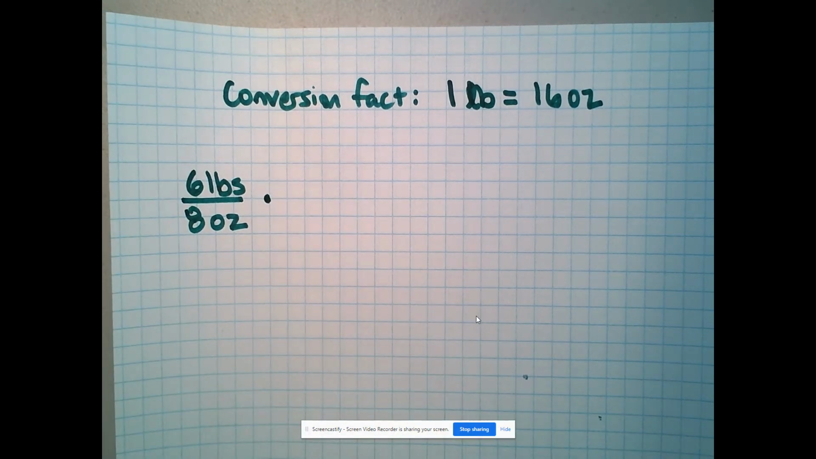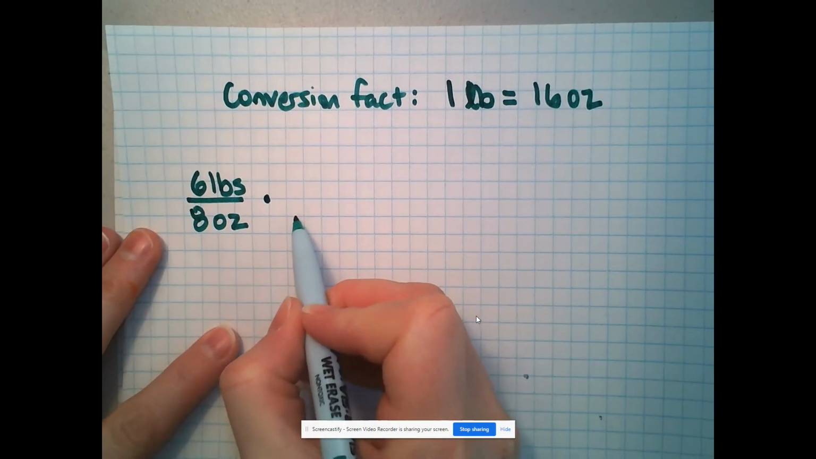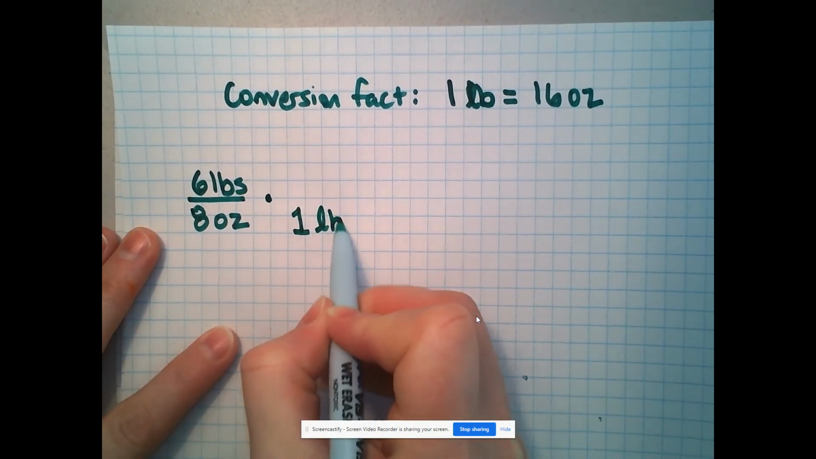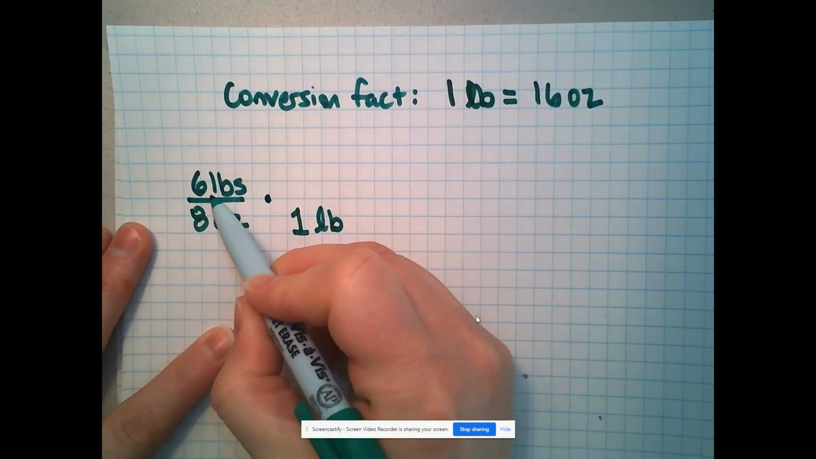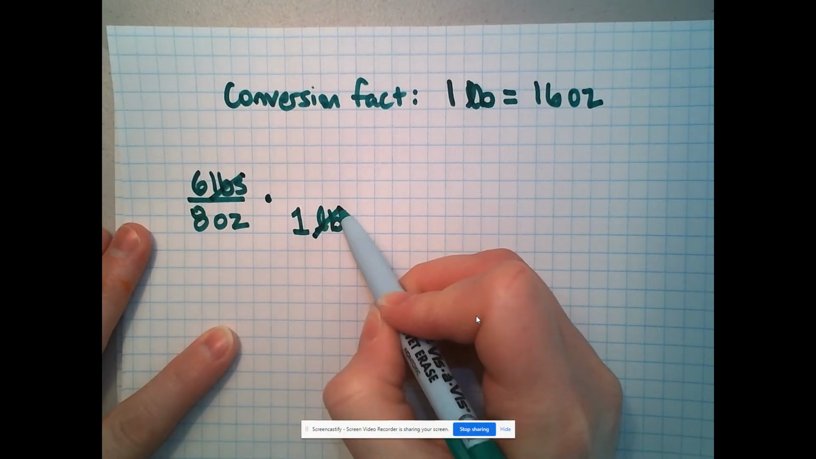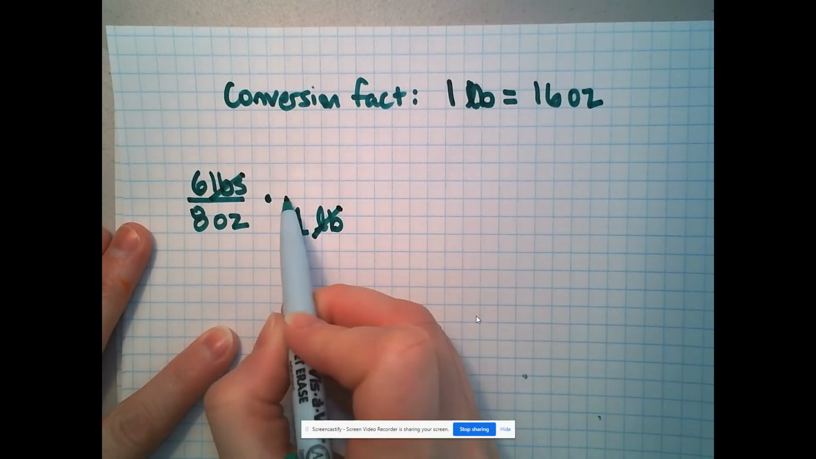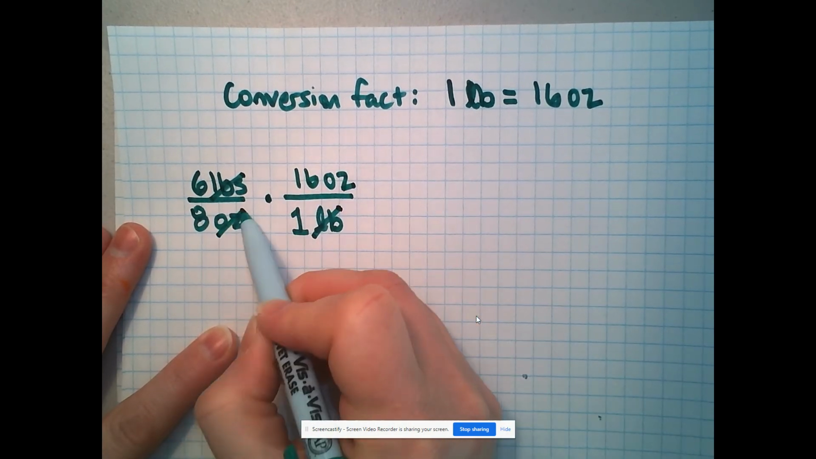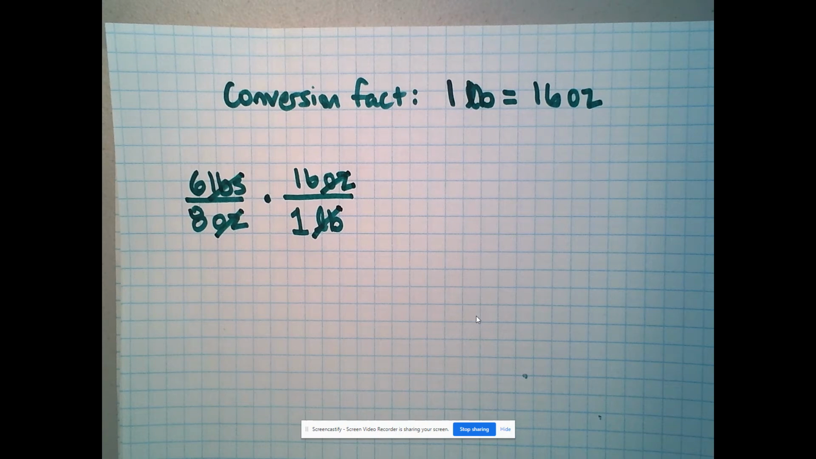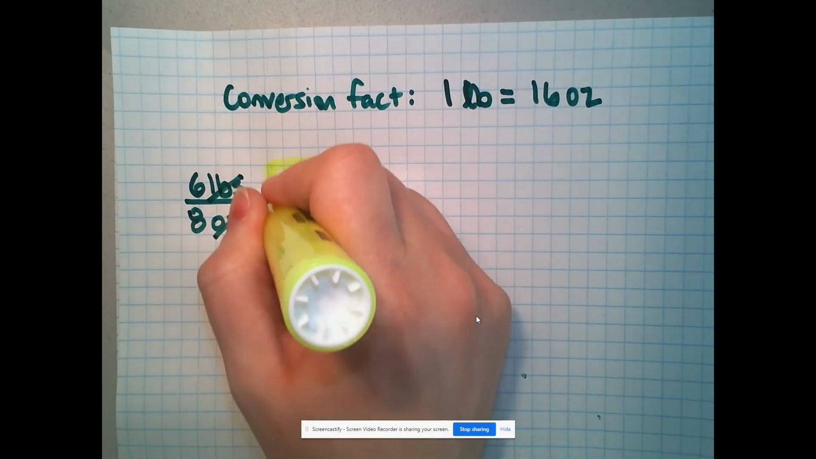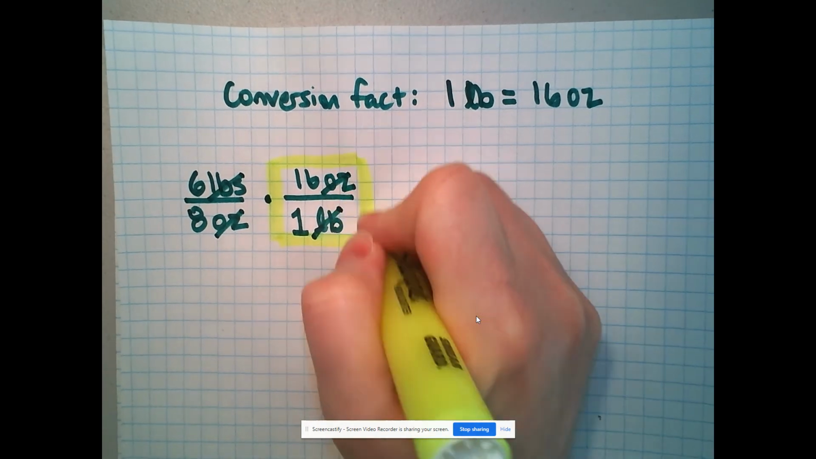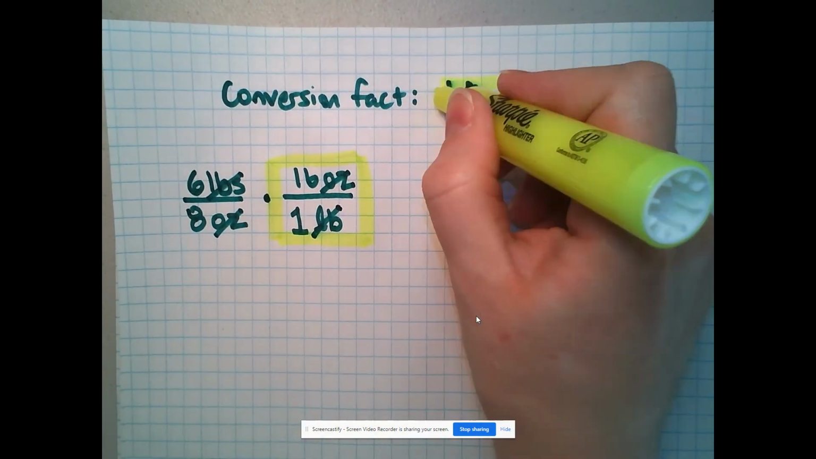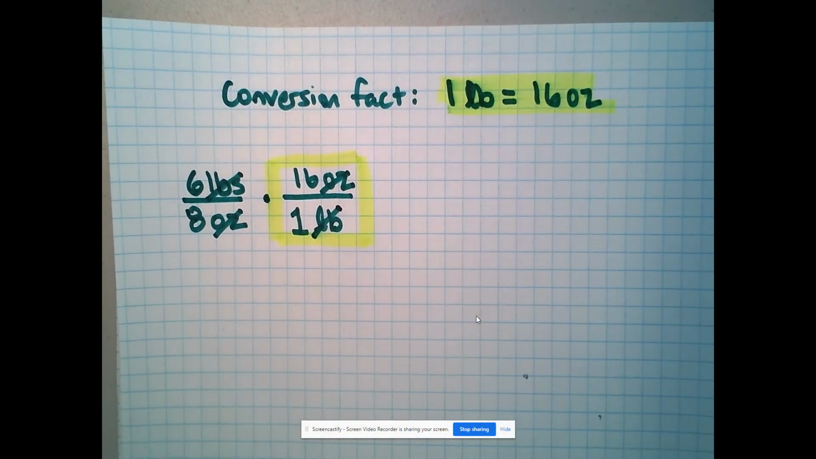So I'm going to multiply by the conversion fact. And I am going to, on purpose, put the 1 pound in the bottom so that the pounds that were on top and the pounds that are now on bottom cancel. And then I'm going to put the 16 ounces on top so the ounces in the bottom and the ounces on top cancel. Now, why did I multiply by 16 ounces over 1 pound? I did it because it's a conversion fact. It's a fact that 1 pound is equal to 16 ounces.